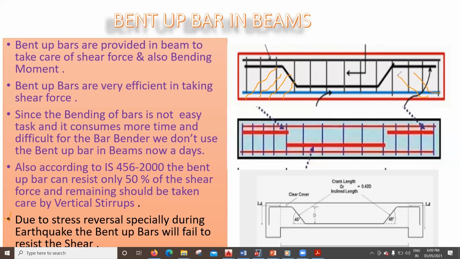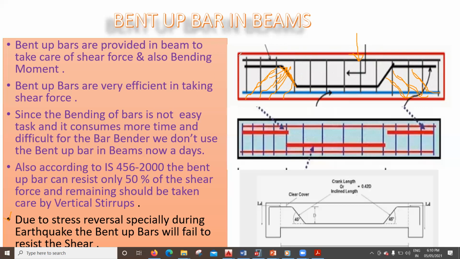Whenever these cracks form, who is resisting this? If the cracks come in this direction, you can see this bar is put in the inclined direction, so this bar is going to stop these cracks. That is okay for gravity load. When the load is only gravity load, it's okay.